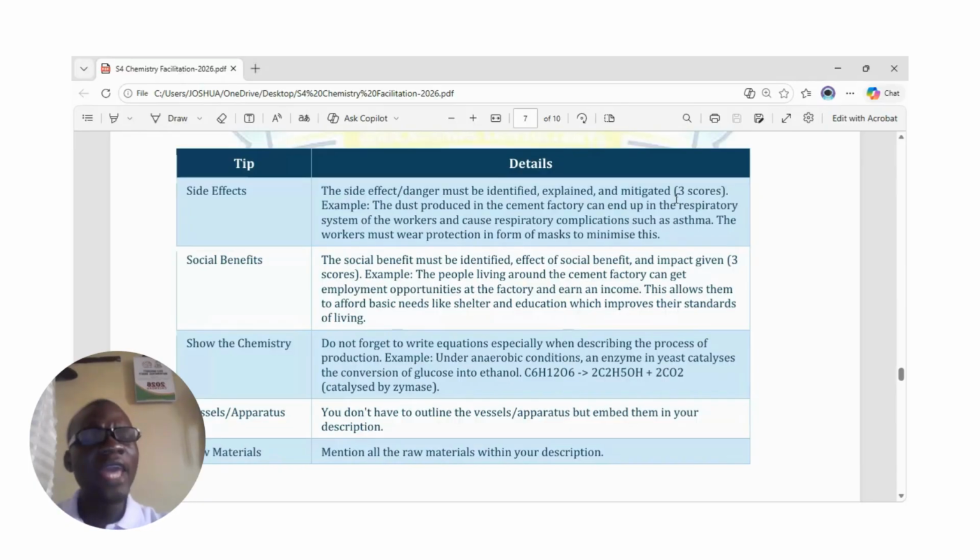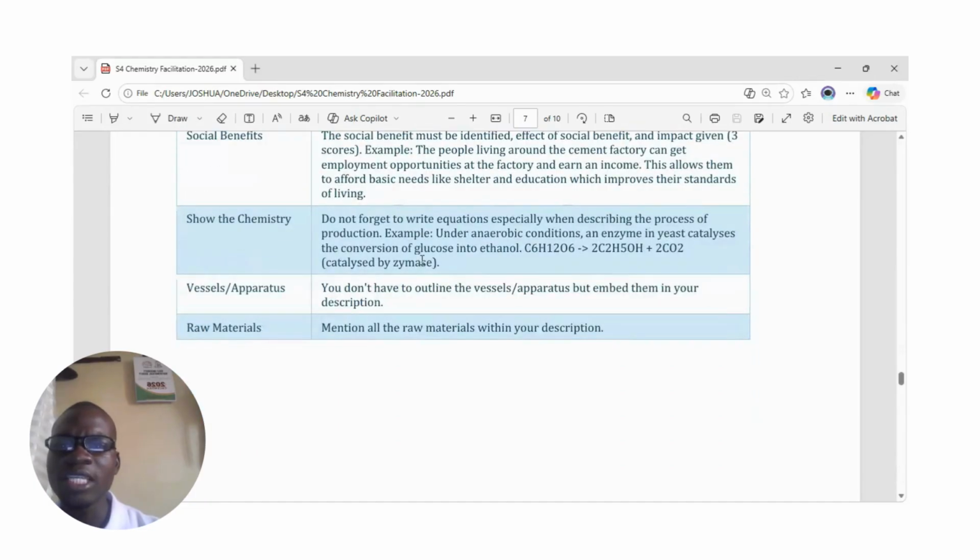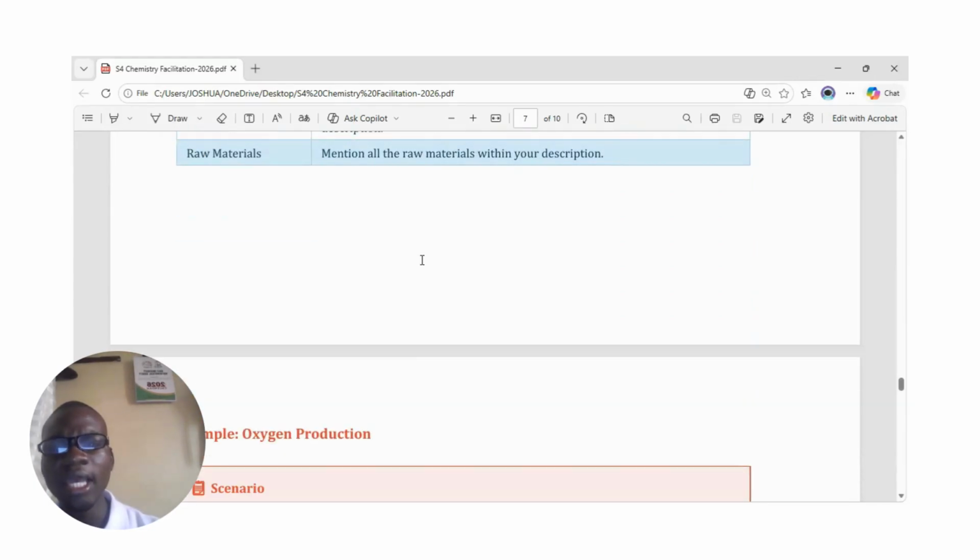So there you have given us the complete answer for the side effects. Side effect identified, side effect explained, and at the same time side effect mitigated. There you qualify to get all the three scores. So that is how you are supposed to answer this item. These are items 3 and 4, either 3 or 4, because you are supposed to choose one. Those are some of the important tips on this item.